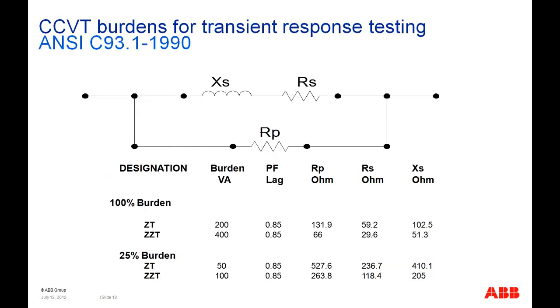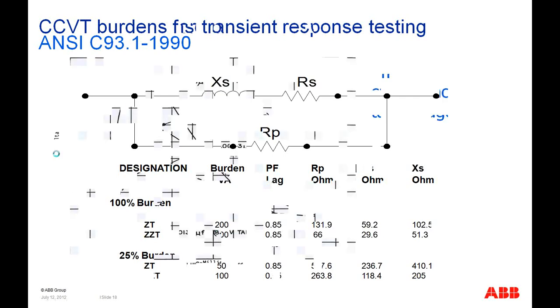So this is the kind of burden designation that you see for testing a CCVT. We have a ZZT burden and a ZT burden, where the ZZT burden is 400 volt amps and the ZT burden is 200 volt amps, and you can see how this equates to the resistance and reactance. This will come into play momentarily when we talk about the response.